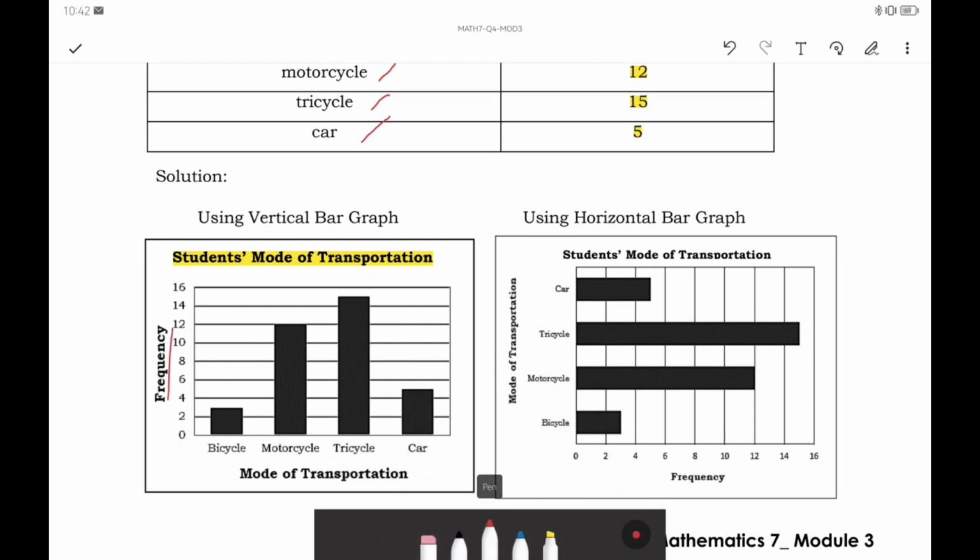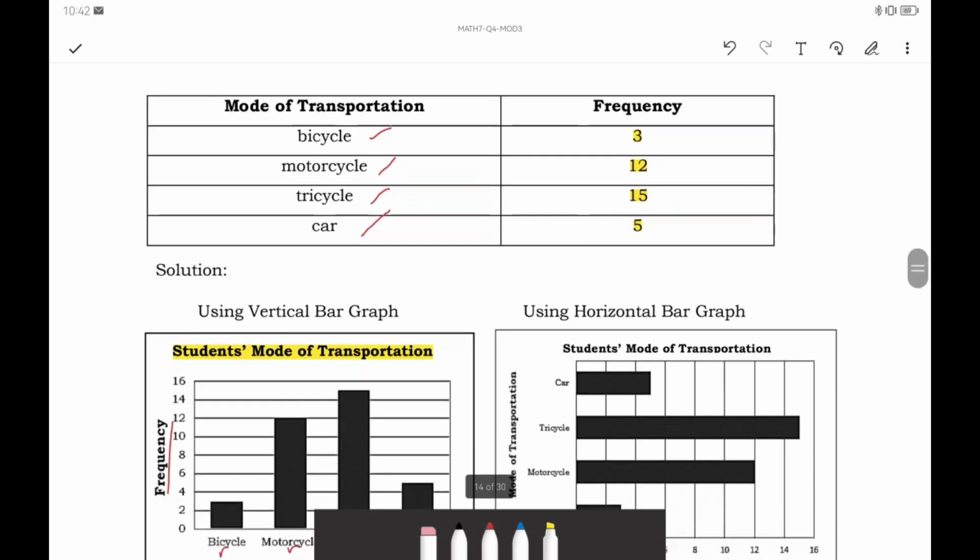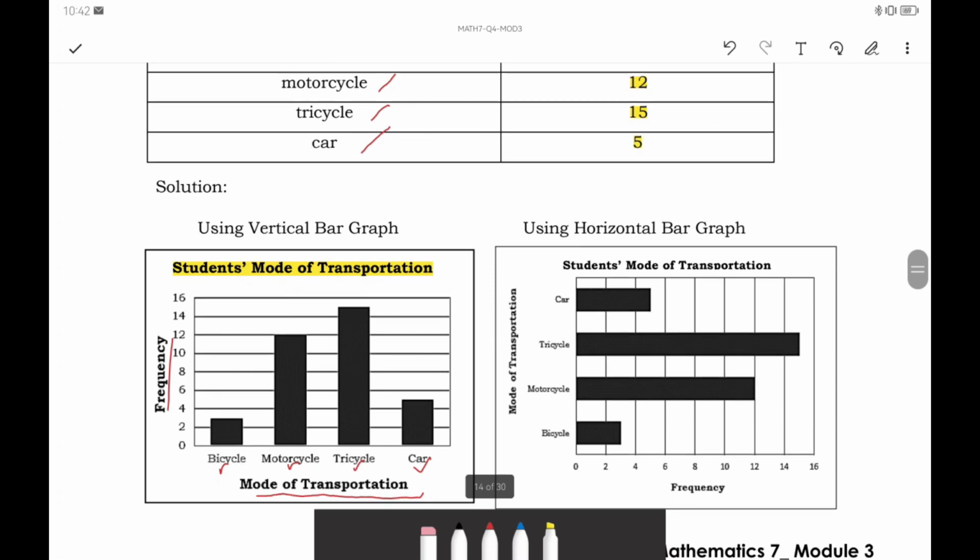Okay, now this is the mode of transportation. We have the bicycle, the motorcycle, the tricycle, and the car. For bicycle, we only have 3. So that is between 2 and 4. For motorcycle, we have 12. And for tricycle, this is 15, in between 14 and 16. And for car, we have 5, which is in between 4 and 6. So this is by showing in a vertical bar graph.